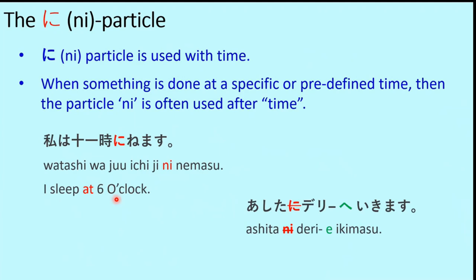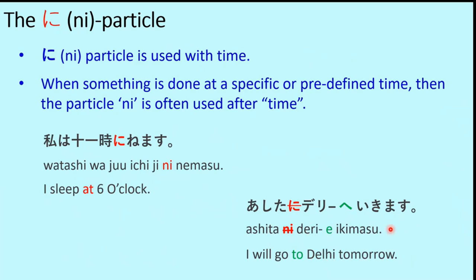Now the next example is ashita. Ashita deri e ikimasu. So here after ashita there will not be any ni. That is why it has been struck out. So ashita ni deri e ikimasu is wrong. It is ashita deri e ikimasu. Now deri, do you know what is deri? Deri is Delhi. So I will go to Delhi tomorrow.